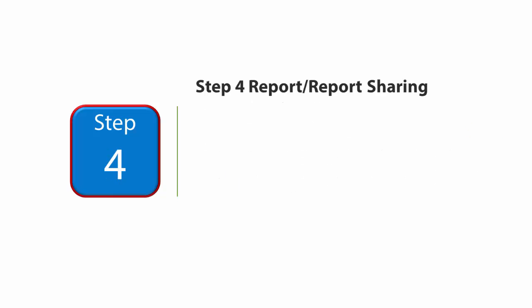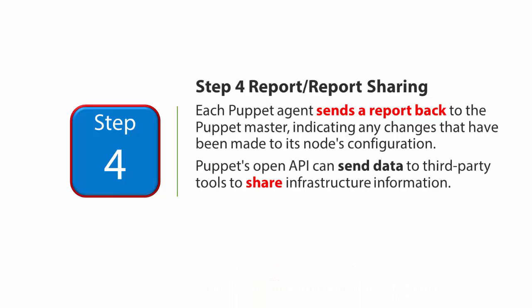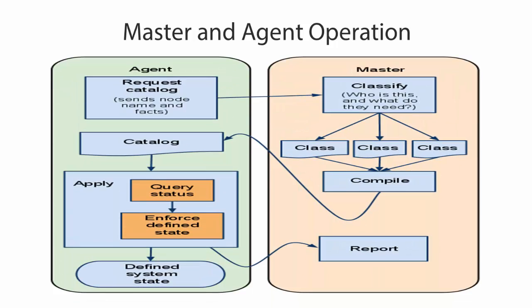Step 4, report and report sharing. Each Puppet agent is now ready to send a report back to the Puppet master about changes that have been made to each node configuration, because the Puppet agent has received the catalog from the Puppet master to operate itself. And then Puppet opens an API that can send data to certified tools to share their infrastructure information. Puppet master and agent operation.